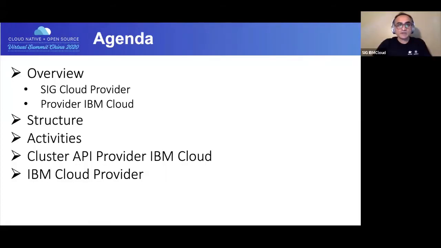So welcome to this talk. The agenda, it's a light agenda. I will provide an overview of the SIG Cloud Provider and about this Provider IBM Cloud sub-project, the structure and activities, and then talk a little bit about the cluster API Provider IBM Cloud, which is one of the Git repositories we have under this project, and then we'll talk about IBM Cloud Provider.